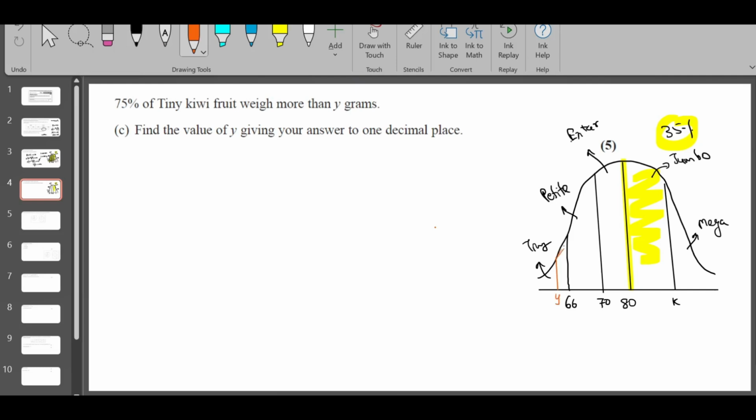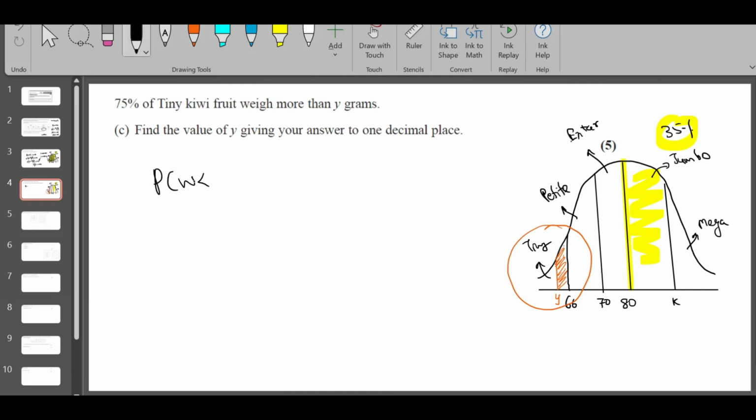They say this is 75% of tiny fruits, not the whole 75%. So first of all, we need to find out the probability of this, the percentage of tiny fruits actually. That's basically the probability, right? So let's find that first.